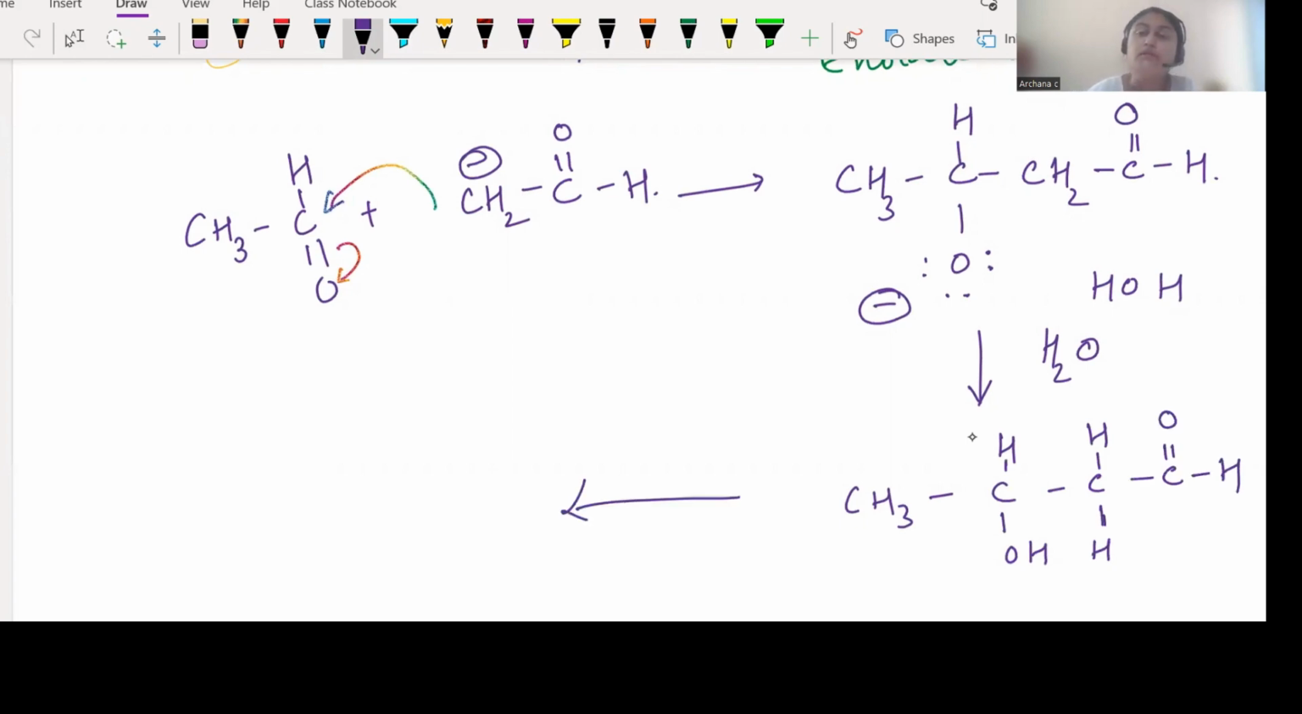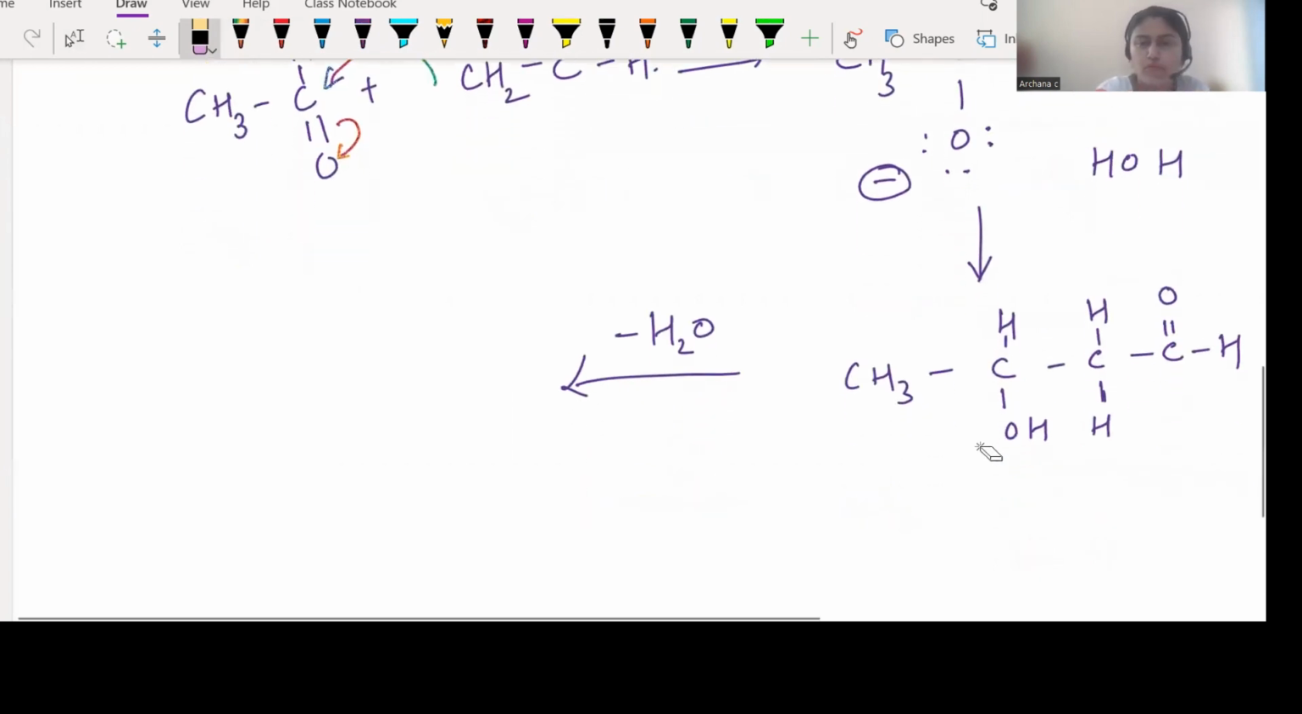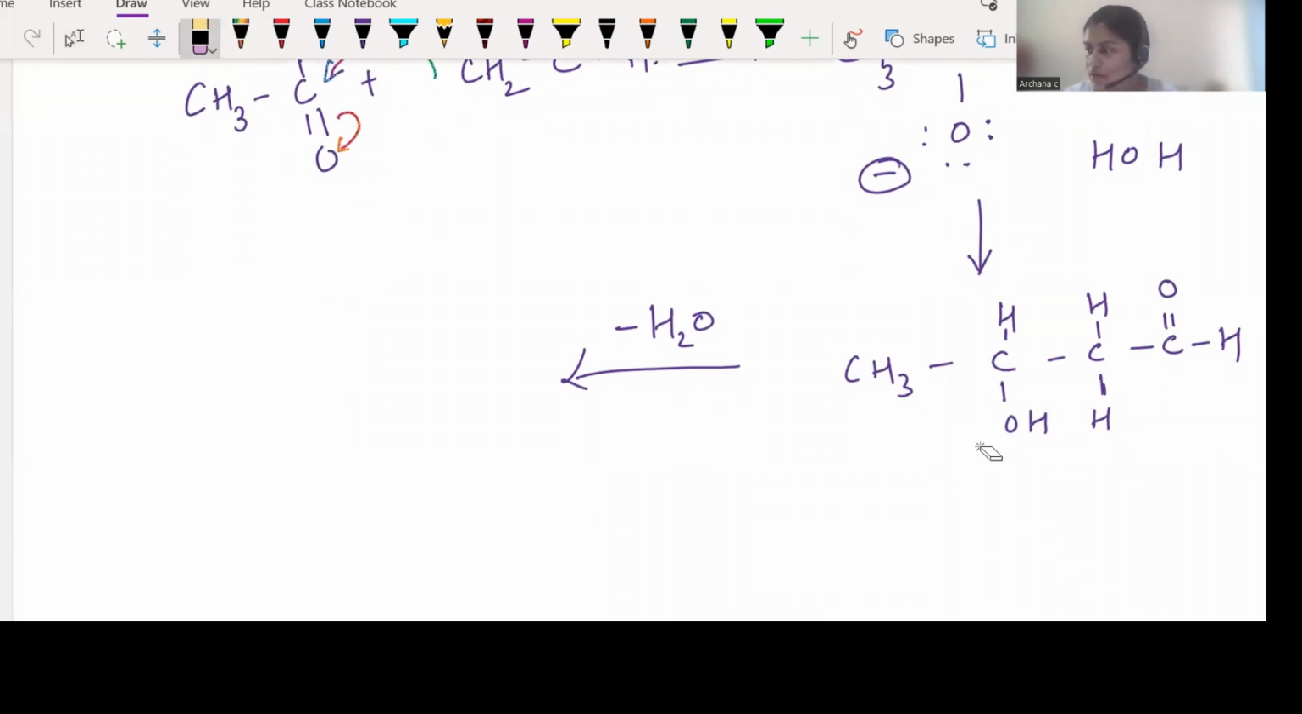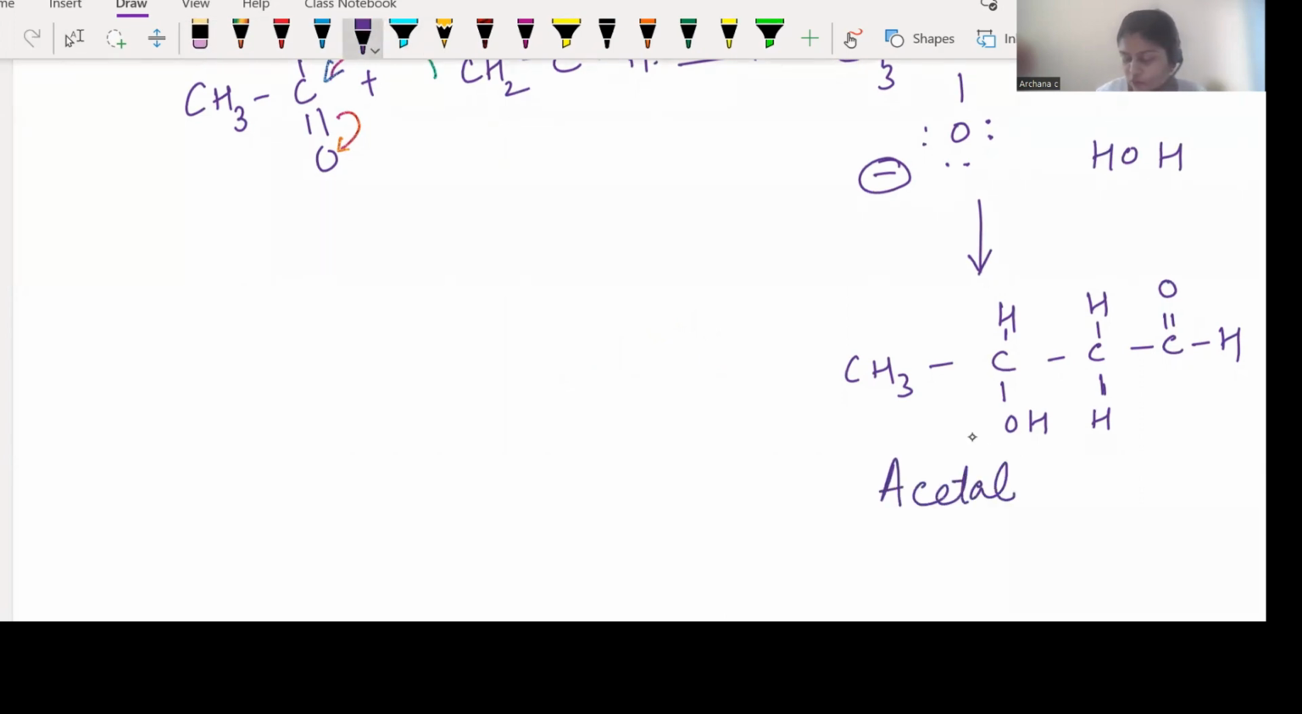The next step involves elimination of water. So first water is added and in the next step water will be removed. So there is a possibility of removal of water. So we will stop at this step itself. This is acetaldol.